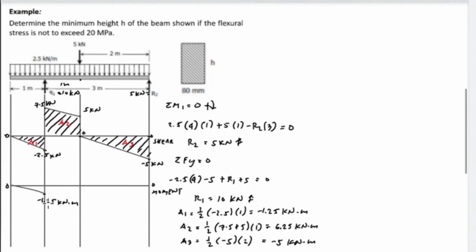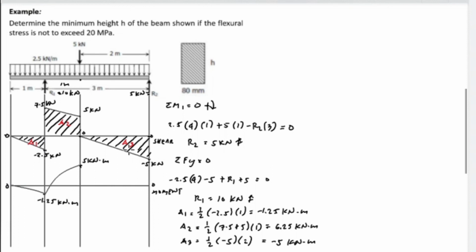Next, from negative 1.25 we have area 2, which is 6.25 positive. So 6.25 minus 1.25, the value is 5, and it is positive. So this is 5 kilonewton meter positive. And the shape horizontal, diagonal, and concave downward. From negative 1.25 up to 5.